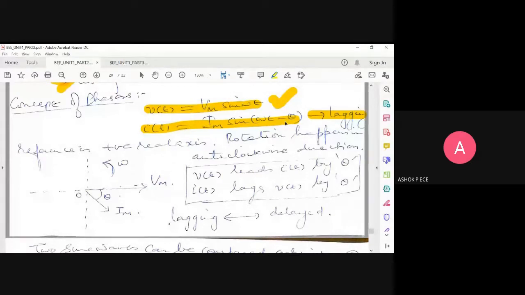Whenever you get a plus sign, it's going to be leading. Okay, so with respect to this, see, this is sine omega t. I can write this term as sine omega t minus zero. This one is sine omega t minus theta. So the angular difference is going to be theta. So when you have a minus sign here, it means that current is lagging your voltage by the angle theta. Okay, how to draw these?